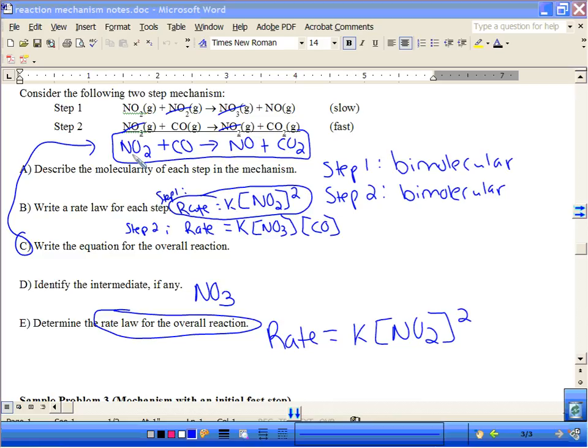And notice, it does not match our overall equation. Sometimes it does, sometimes it doesn't. You can't count on it to match this. So this one it does not match. So this is the answer to our second sample problem.